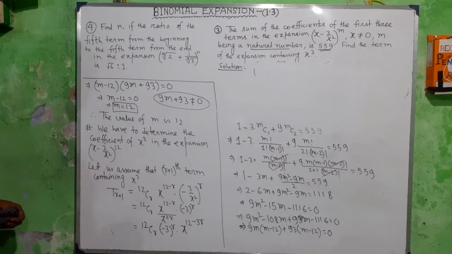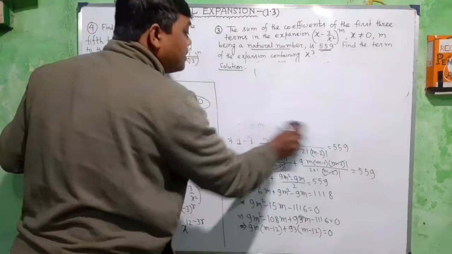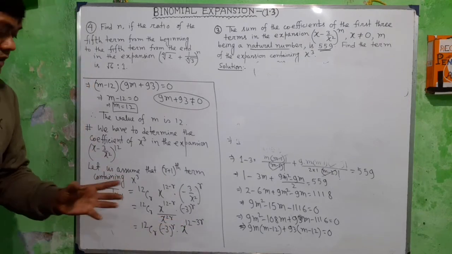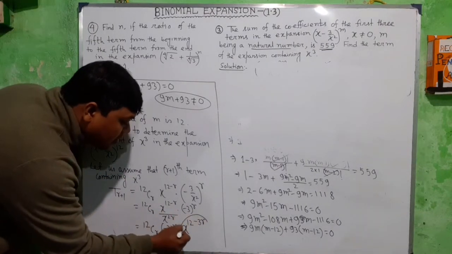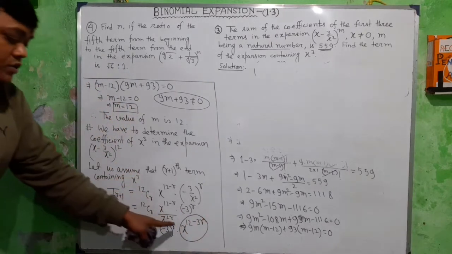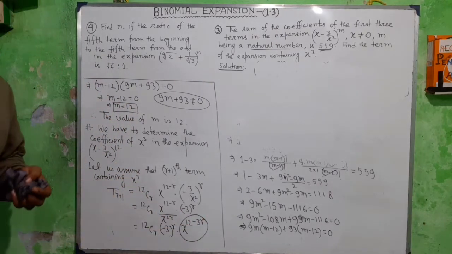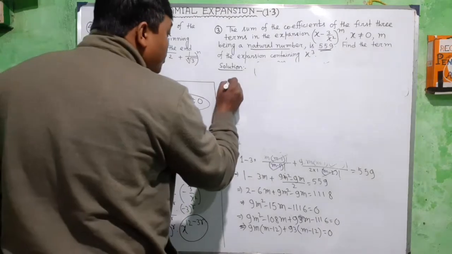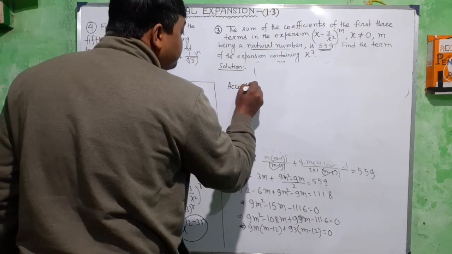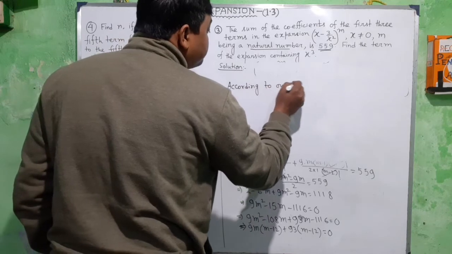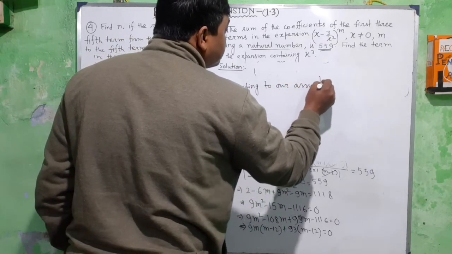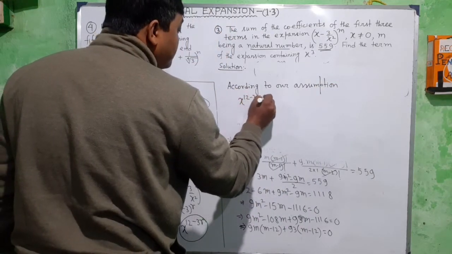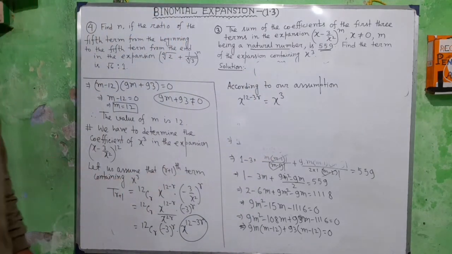Okay, clear? So according to our assumption, since this term contains x cube, x cube contributes only from this part. So it must be x to the power 12 minus 3r equals x cube. From this equation we will get the value of r.